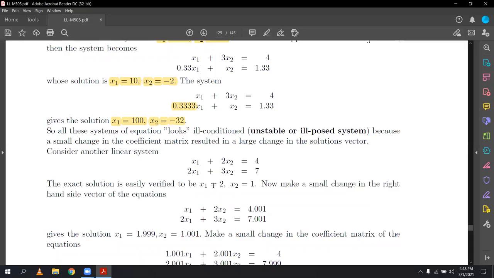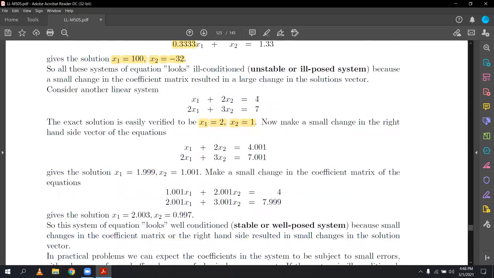With this B, you will get this solution. Now I change B into this one, and you see the change is very, very small. And this small change will change the solution here, and this is not a big change. It means this system is okay. We have a stable or well-posed system here.